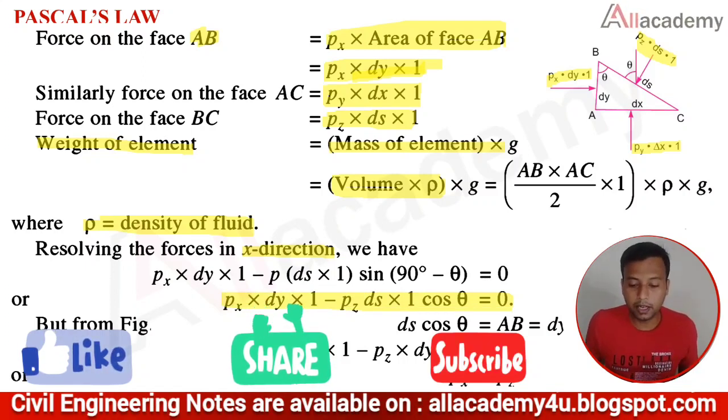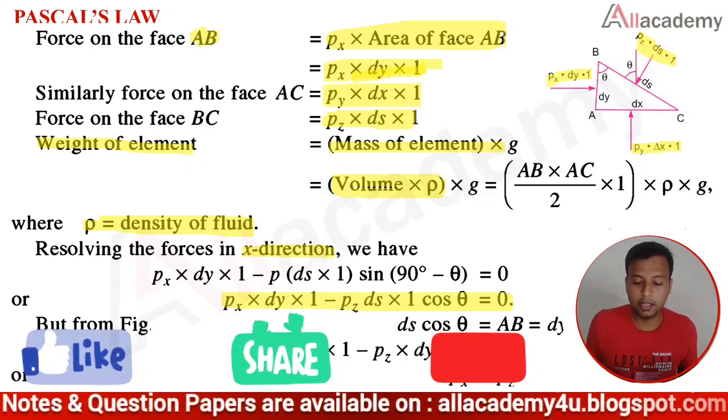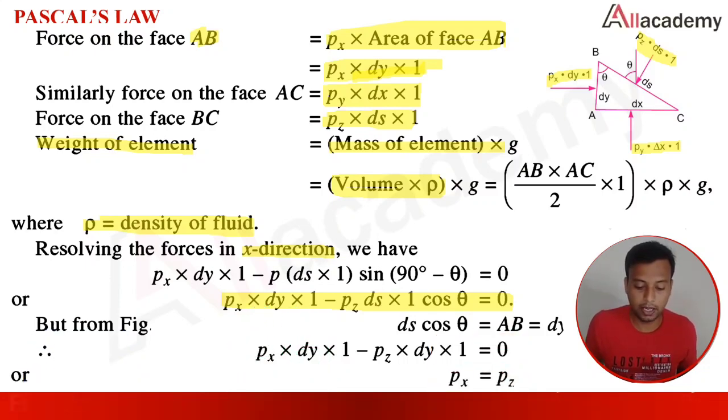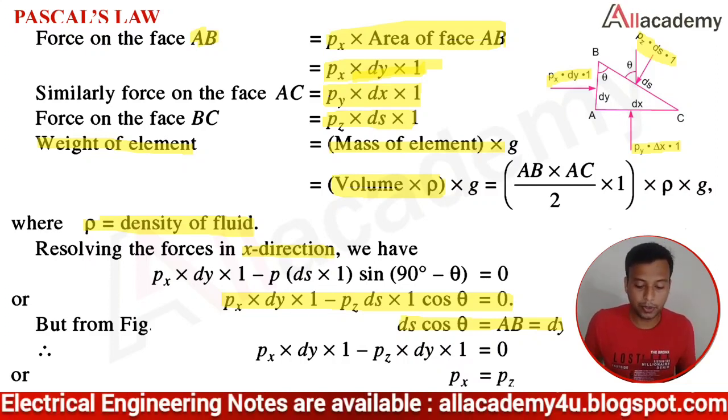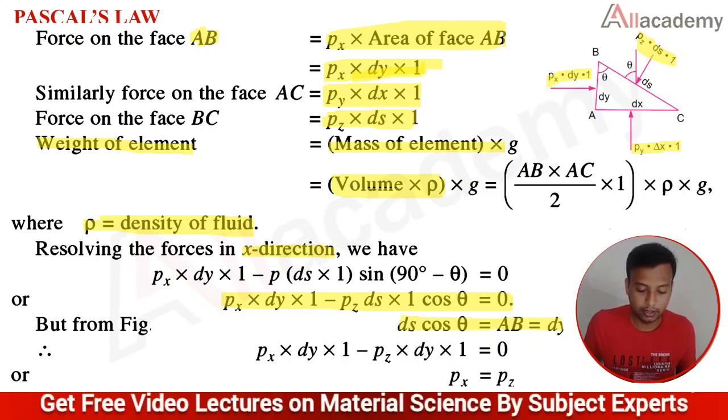Now from the figure, I can write dy equals ds into cos theta. This is from referring to the figure. Now let us substitute this cos theta, so ds cos theta as dy.